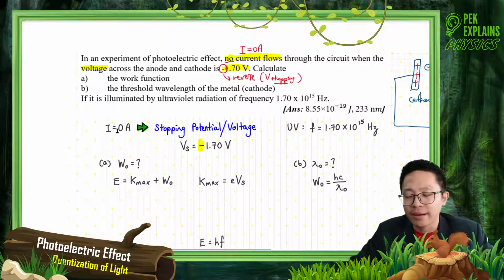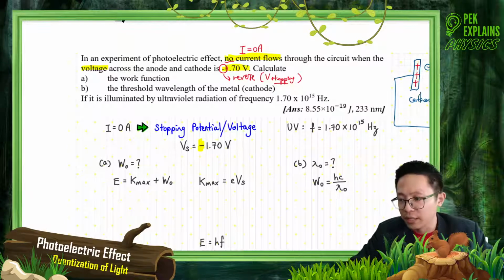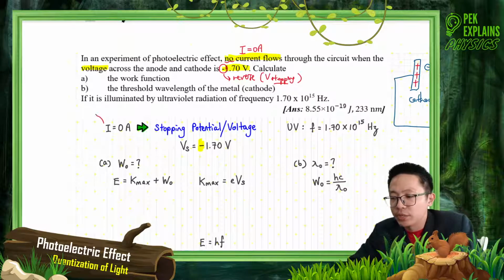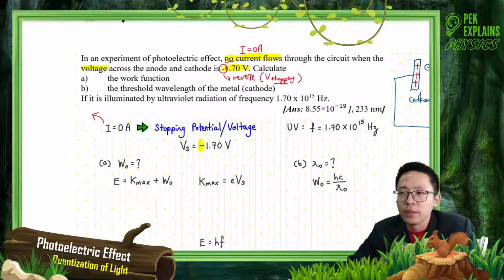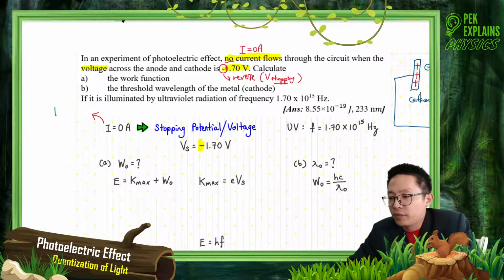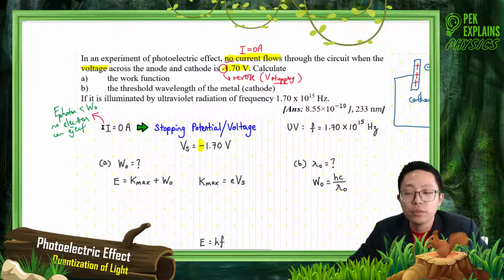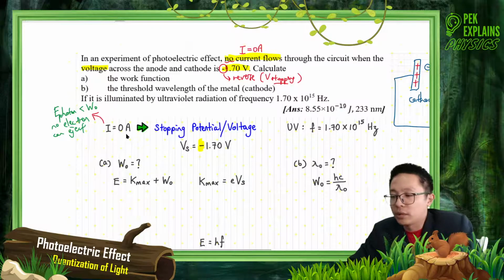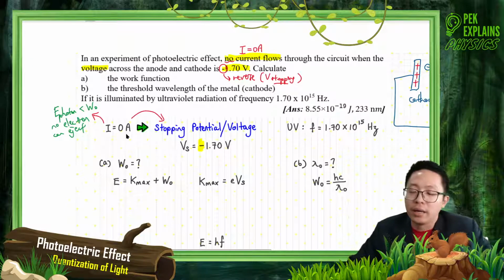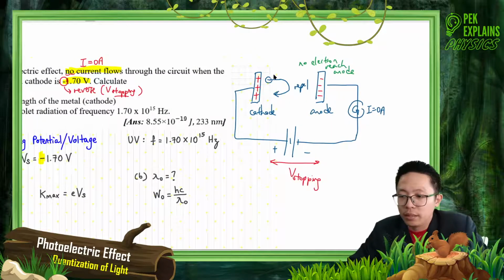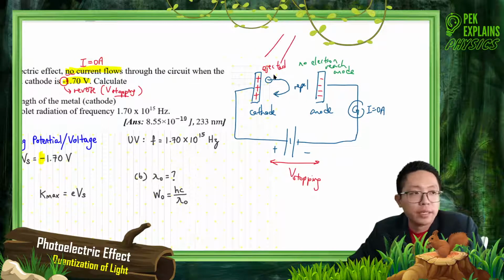Actually there are two conditions for current equal to 0. Maybe the photon doesn't carry enough energy, its frequency is less than the threshold frequency, so the energy of the photon is less than the work function. No electron can be ejected, so current will be 0. The other condition is the stopping voltage, where electrons can still be ejected by the incoming photon.